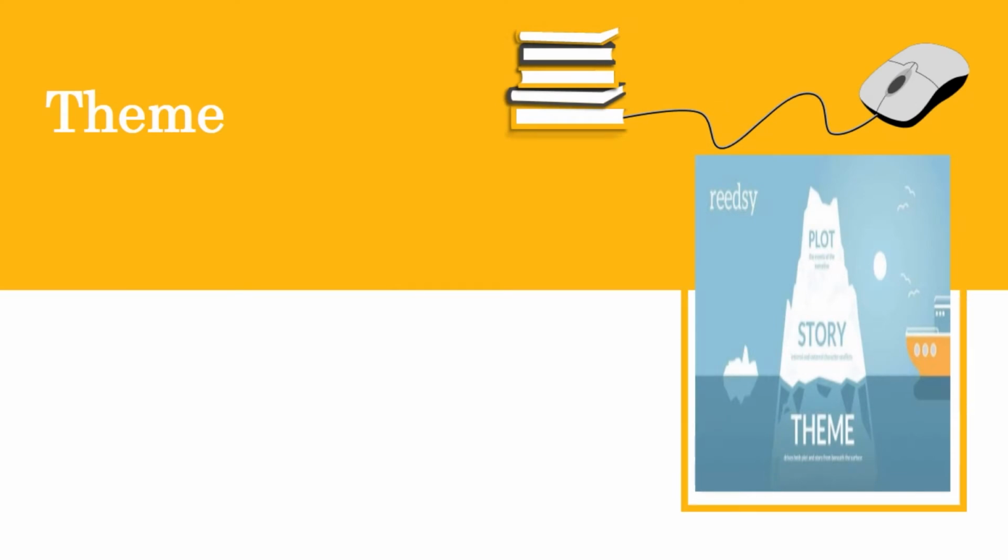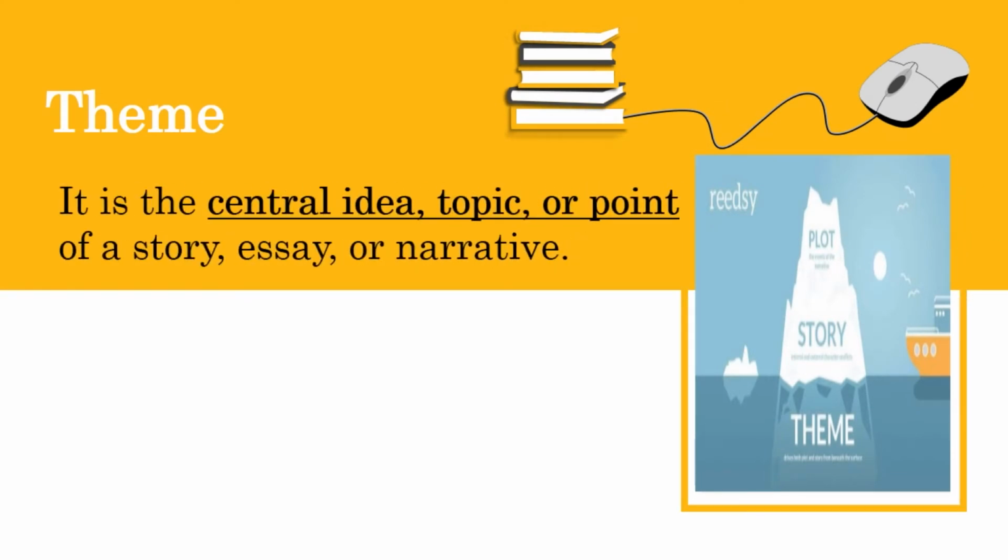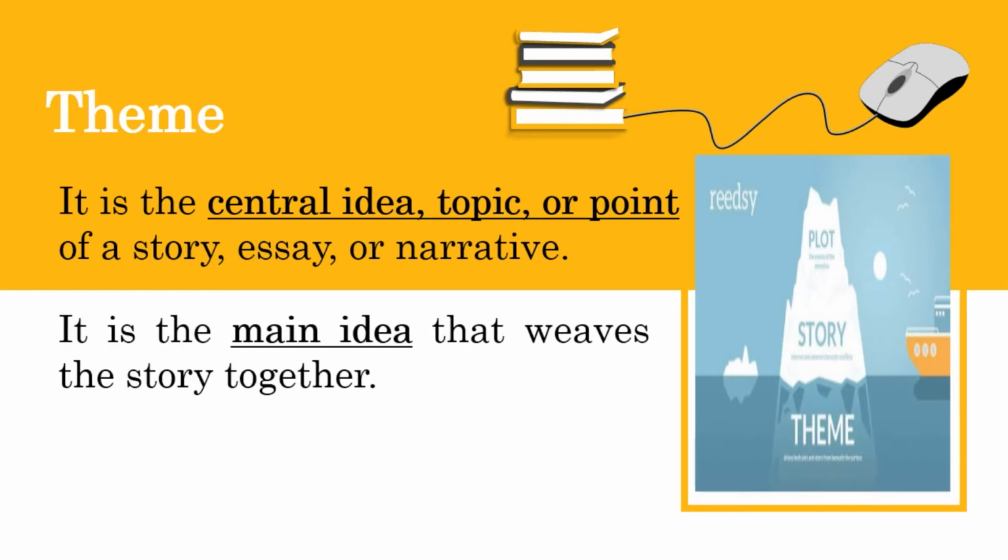The next element is theme. Theme is a central idea, topic, or point of a story, essay, or narrative. It is the main idea that weaves the story together, the underlying ideas of what happens in a piece of literature, often a statement about society or human nature. Theme concerns universal ideas such as love, friendship, family, society, etc.